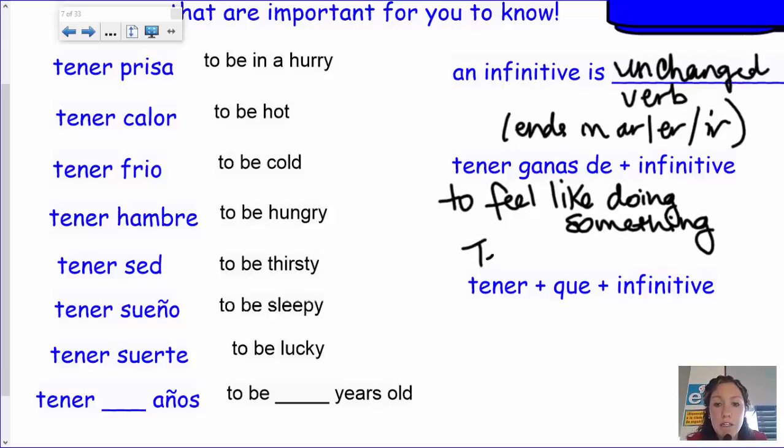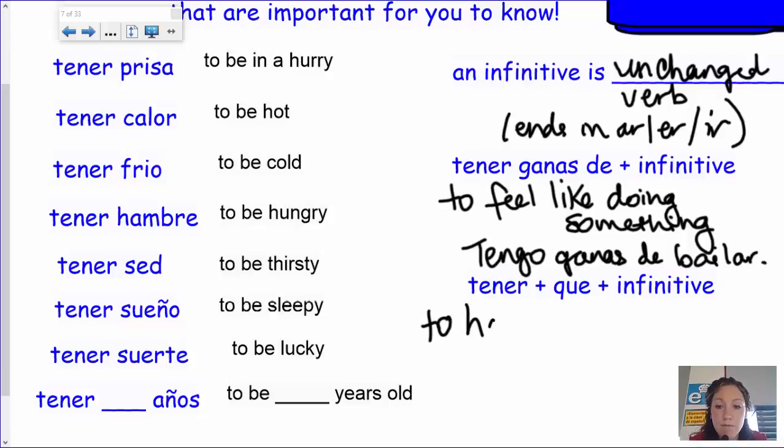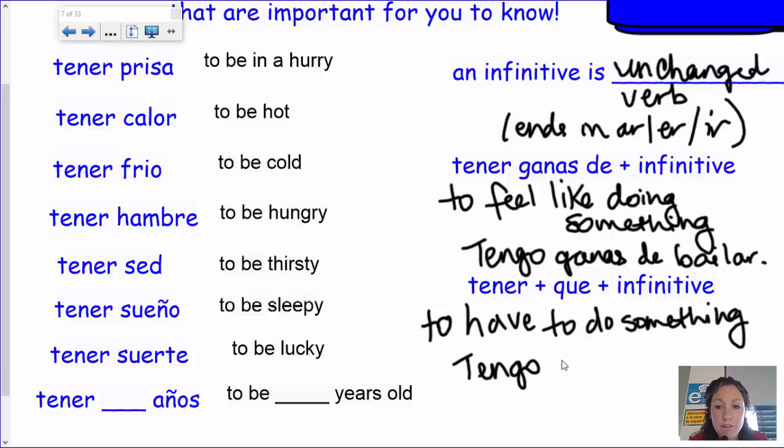So if I write the example, tengo ganas de bailar. I feel like dancing. Okay? And the second one, tener plus que plus infinitive, is now to have to do something. So this is perfect for the chores unit because you can say, I have to wash the dishes, for example. So tengo que lavar los platos.